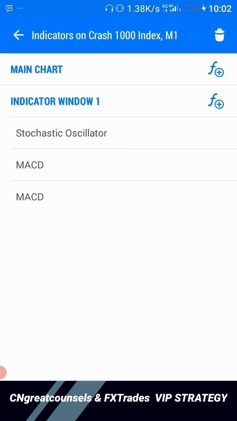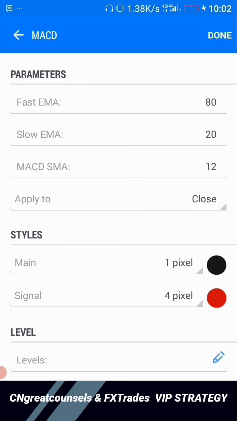And then we have the second indicator to be the MACD, and the fast EMA is 80, slow EMA is 20, MACD SMA is 12. You apply it to close. Styles: the main is one pixel, we don't want to see it, and the color is black. And the signal line is four pixels, color is red. Then you click done, okay?